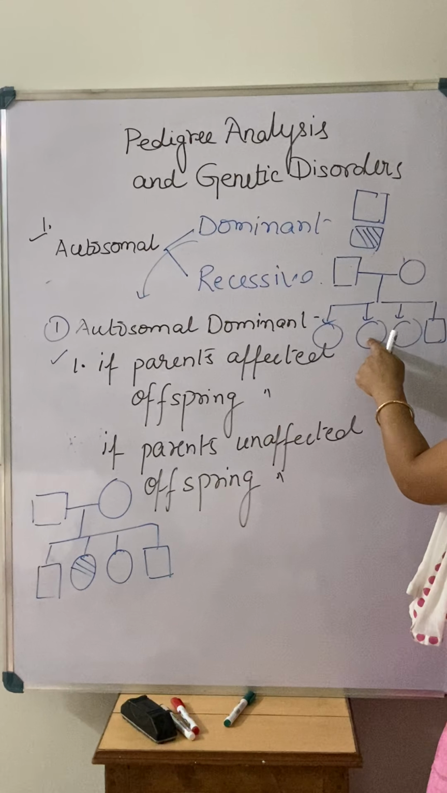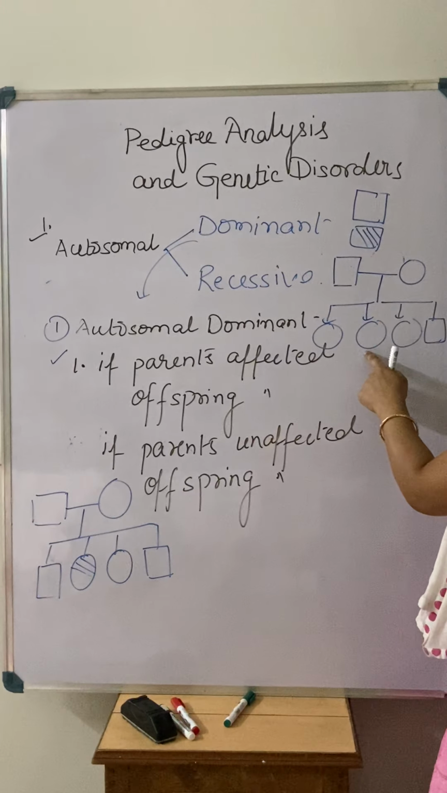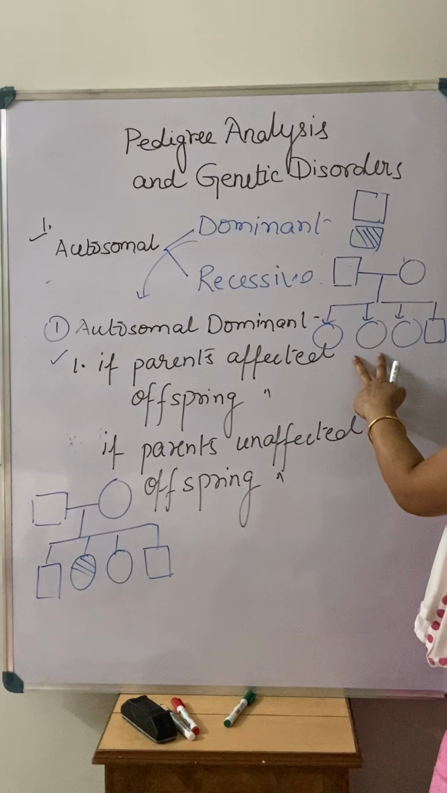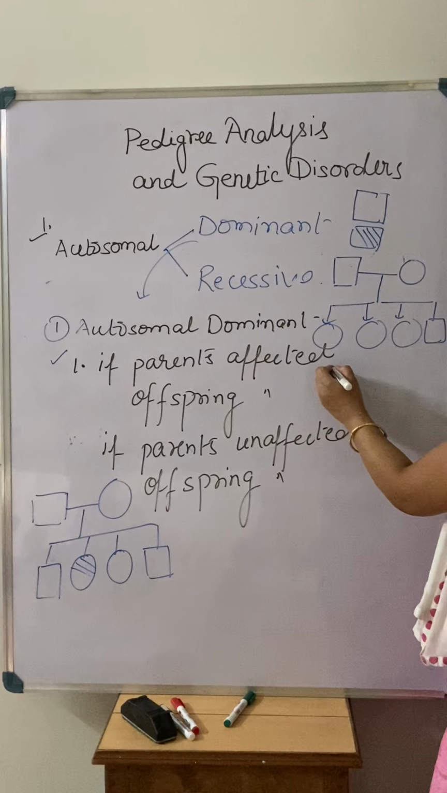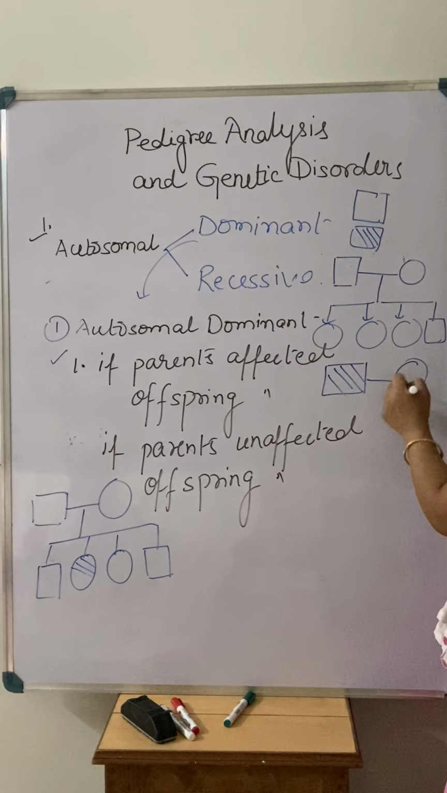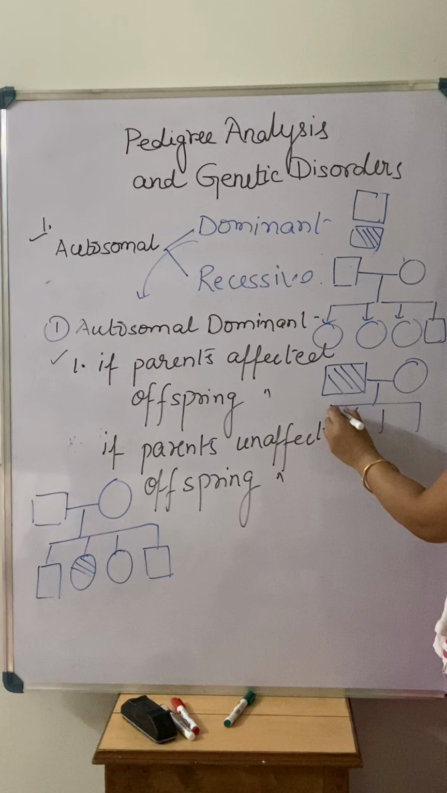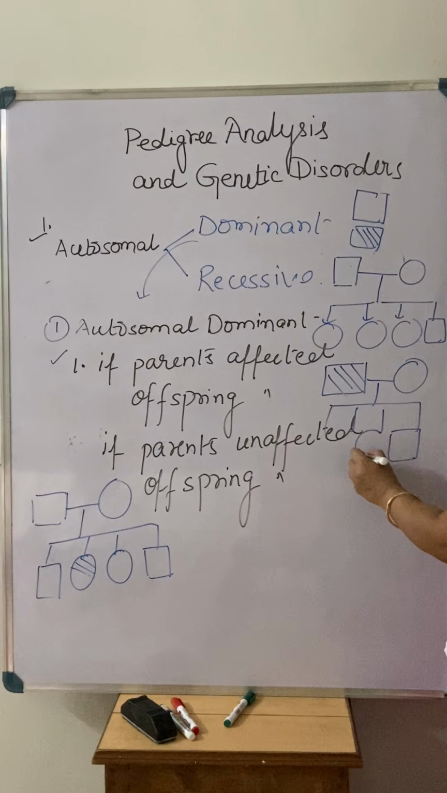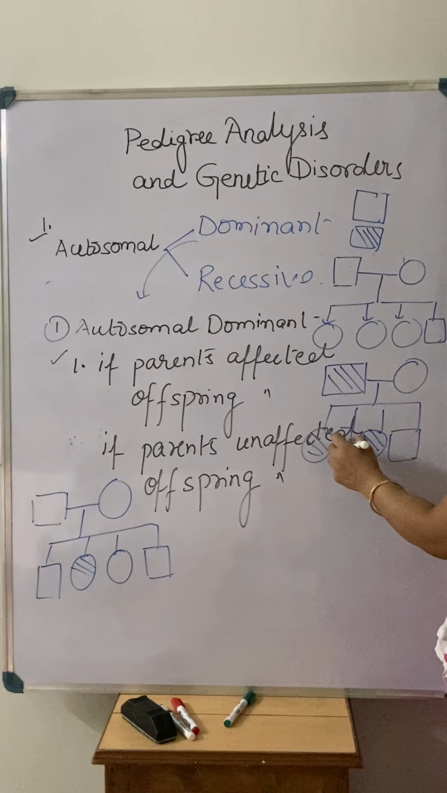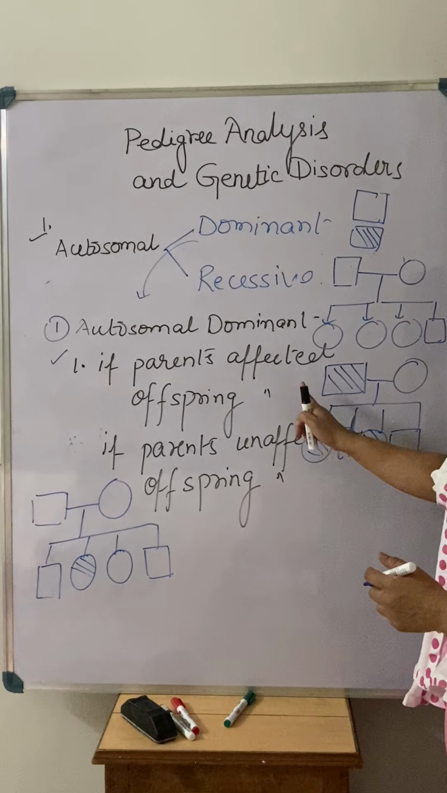This is the autosomal dominant, because when the parents are healthy, the individual is also healthy. If parents are affected, the individual is affected. So this is the first rule for the autosomal dominant.